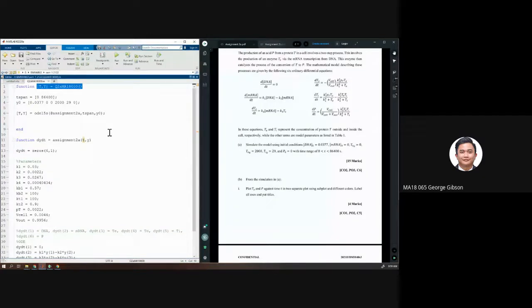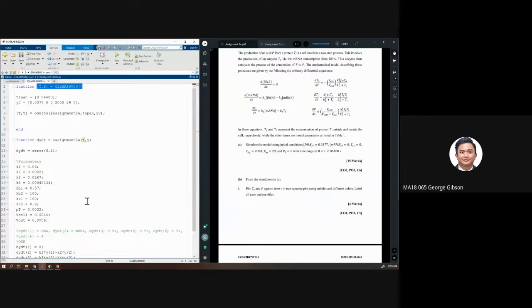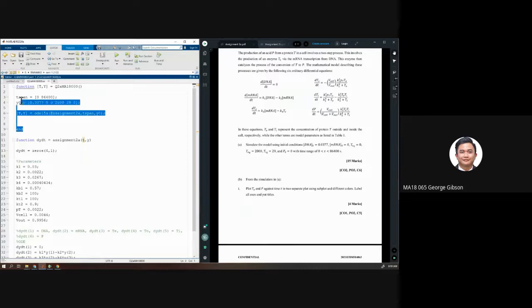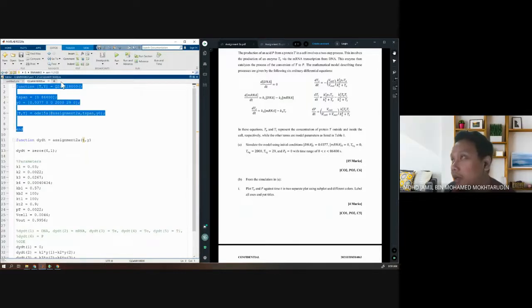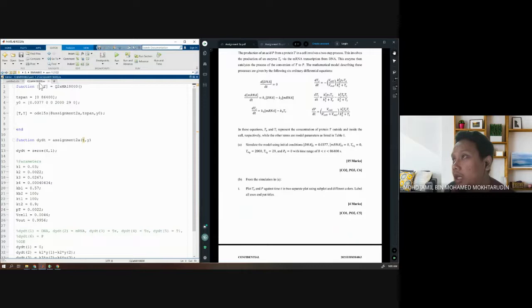Sir, morning. If the ODE function is at the top and the ODE solver is at the bottom, will it have no effect? Tak boleh, kena solver kat atas. Sebab kita akan run code tu, kita sebenarnya run function yang solver je. That's why we name our save file after the solver function. Kita tak save function ni. Ni macam function dalaman, internal function.